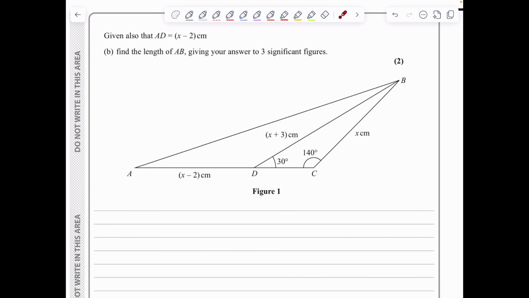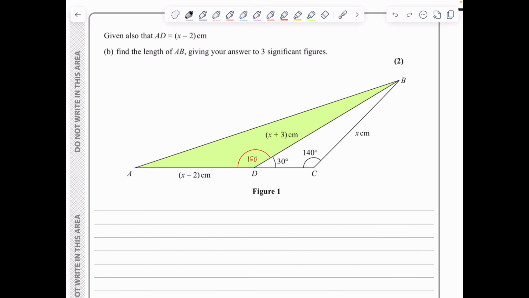Now given also that AD is x - 2 centimeters, we need to find the length of AB, giving our answer to 3 significant figures. So I'll be concentrating on the triangle ABD. The angle ADB here is 150 degrees. So I'll be using the cosine rule on the highlighted triangle here.